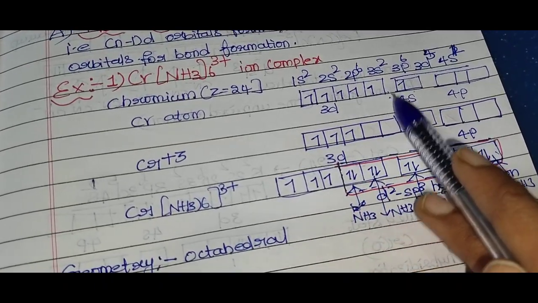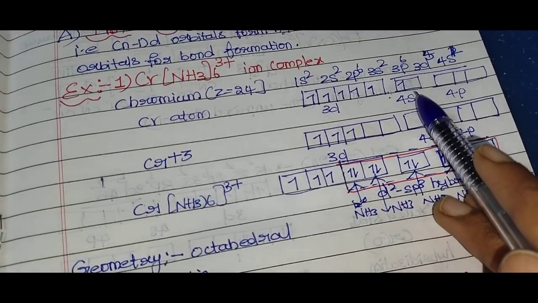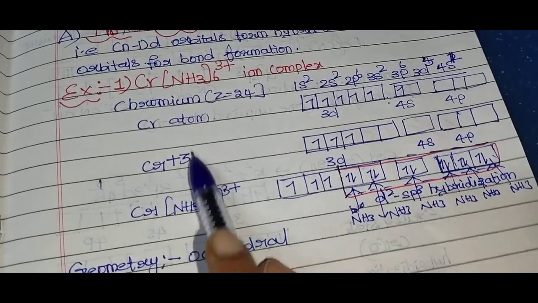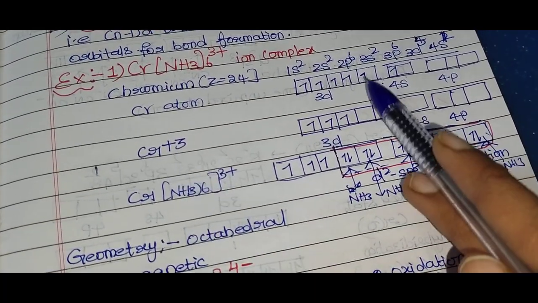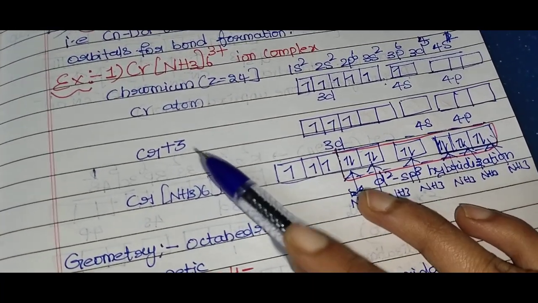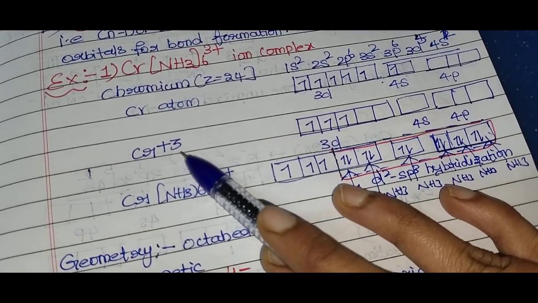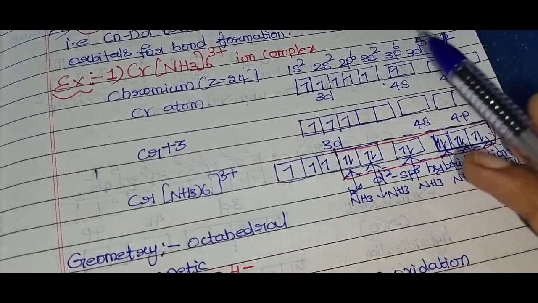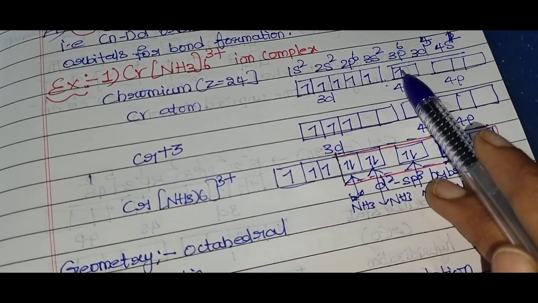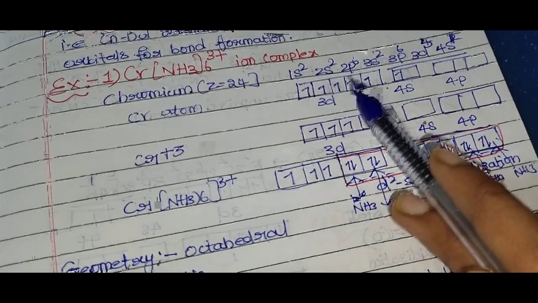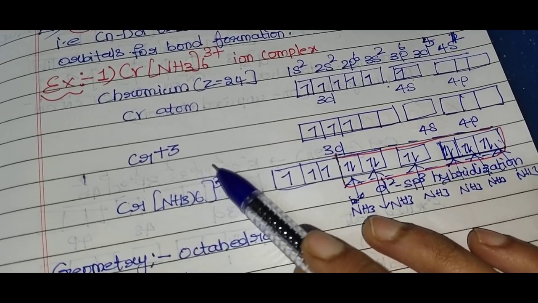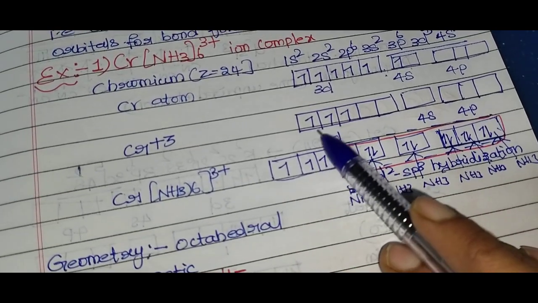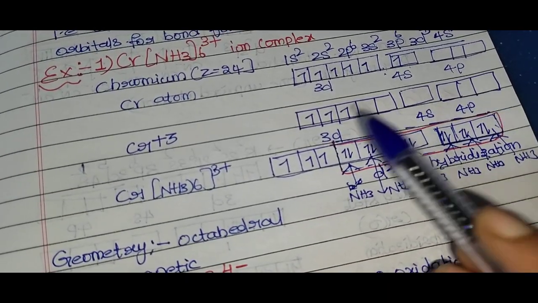So 3d5 4s1, it is in the ground state. But for chromium they gave a +3 oxidation state. So 3 electrons should be removed to get the +3 oxidation state. We are removing 1, 2, 3. These 3 electrons we removed. So chromium in the +3 state will have 3d3 and all the rest will be vacant.